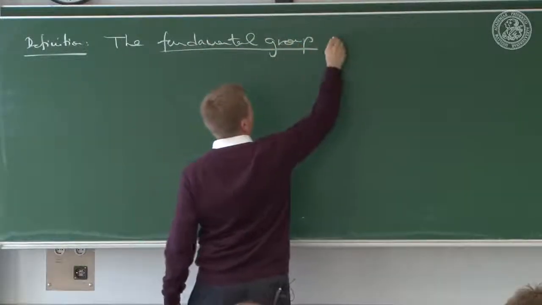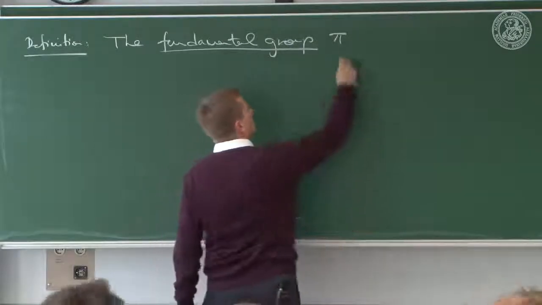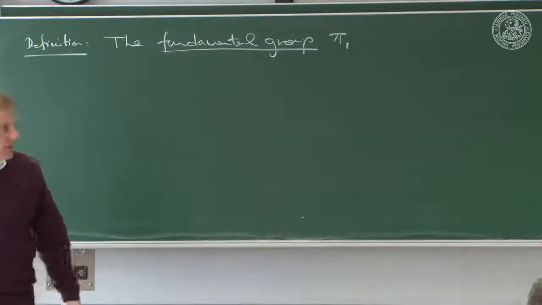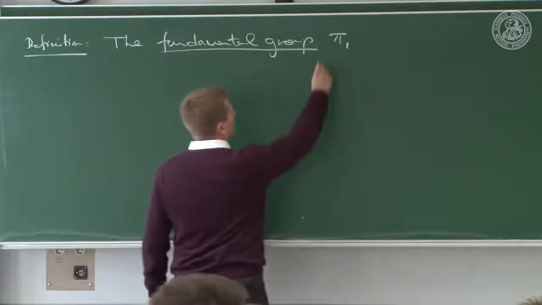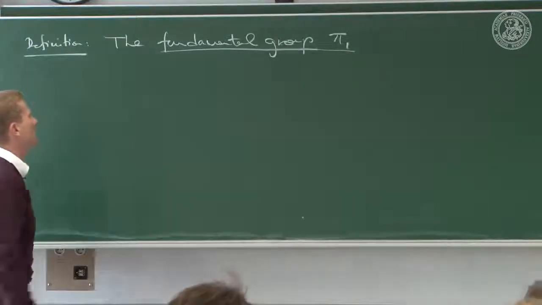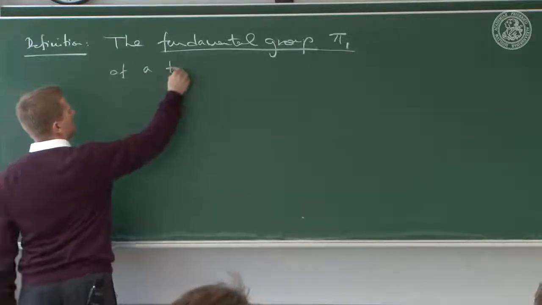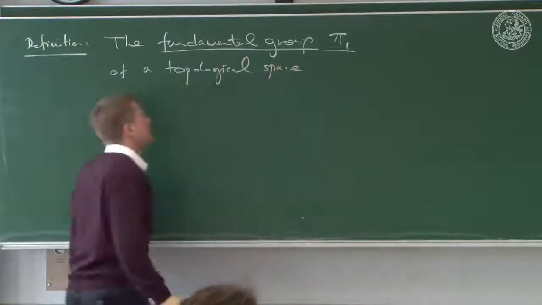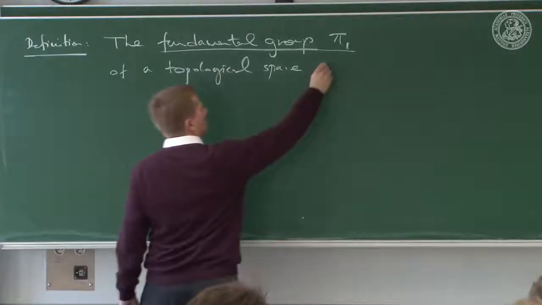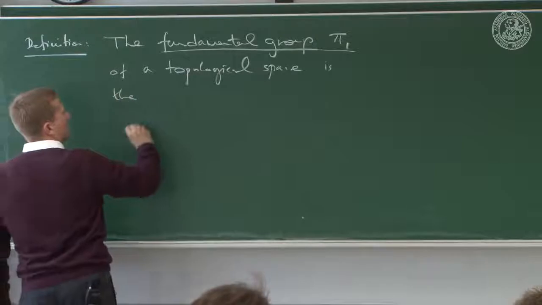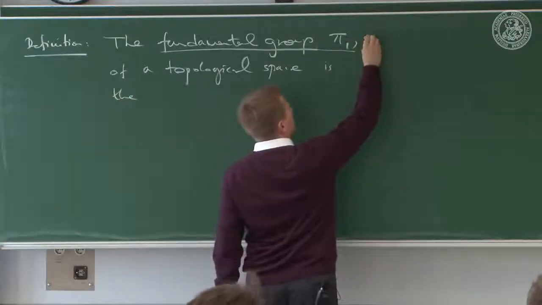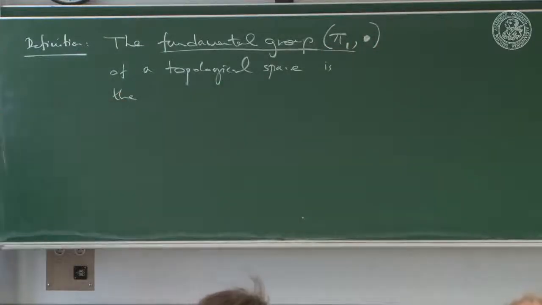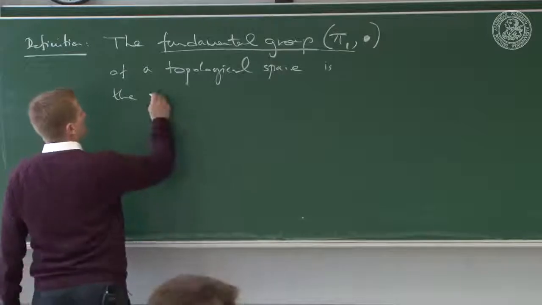The fundamental group has a name, it's called pi, and because the other groups that can be built in higher, well, we come to that in a second, we call it pi 1. The fundamental group pi 1 of a topological space is the set. Okay, the group must be a set together with an operation, and the operation is called blob. Of a topological space is the set.